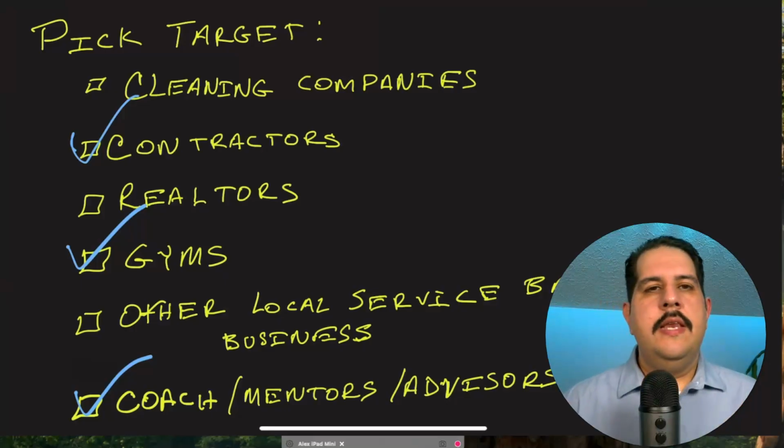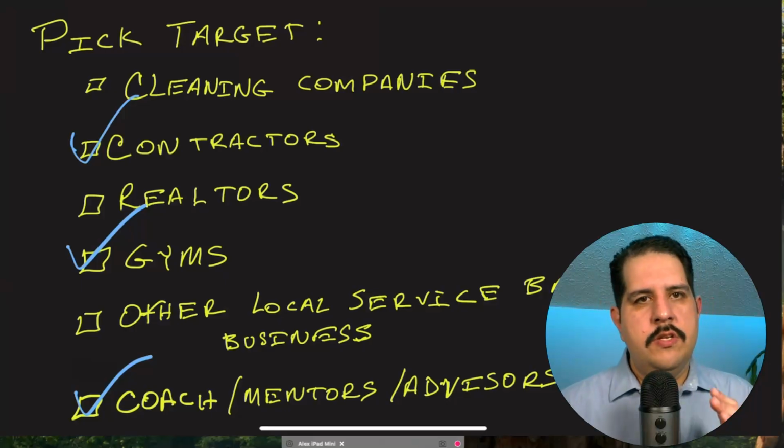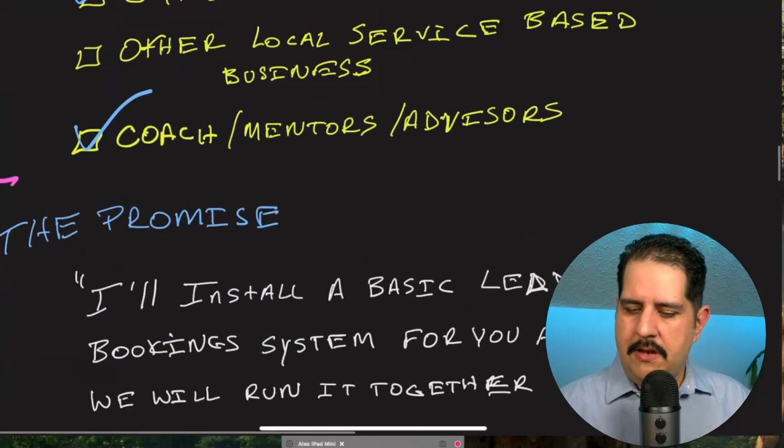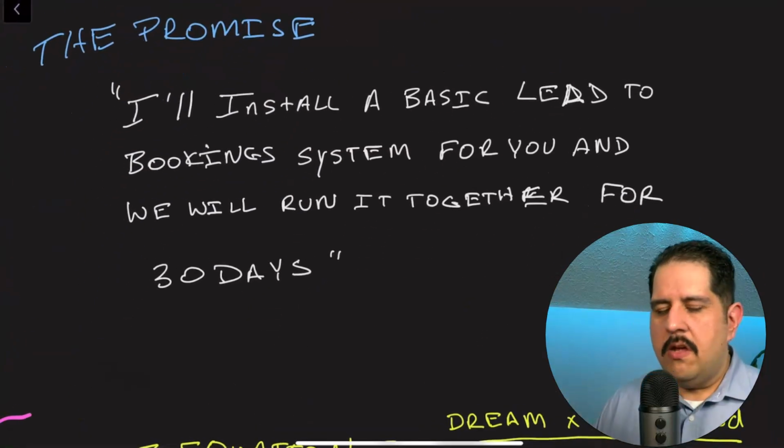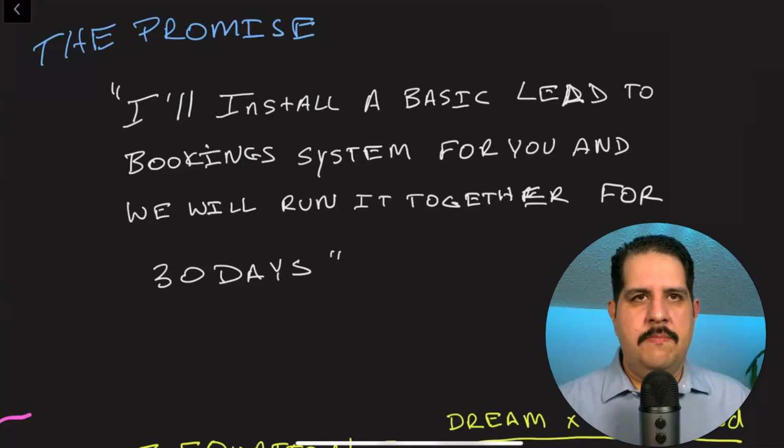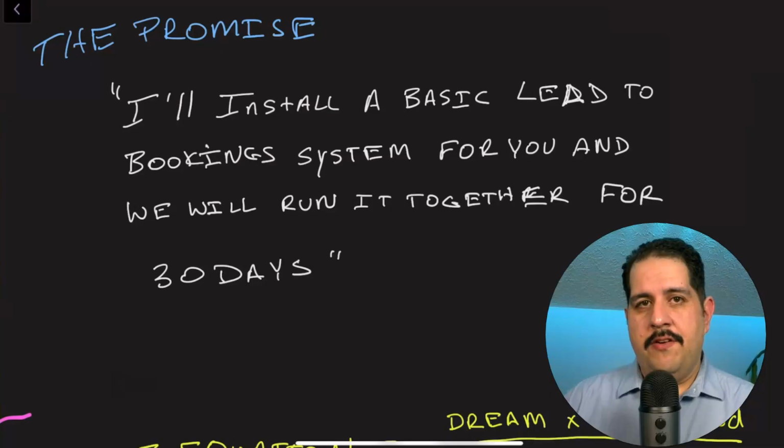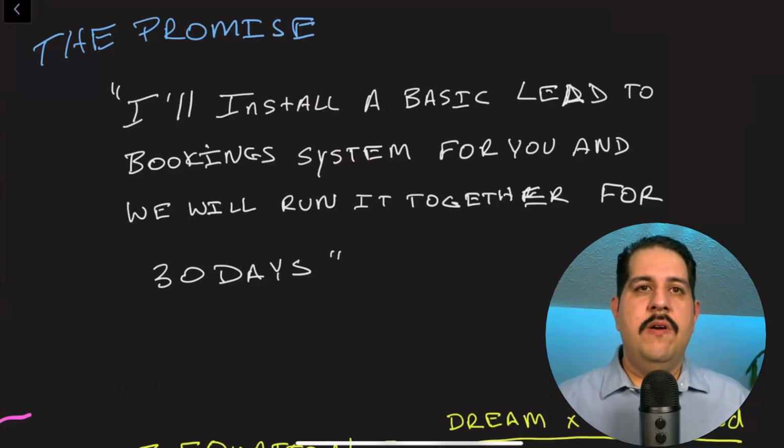Okay. Now, what you're going to do is you're going to promise this to them. This is how you're going to start. I'll install a basic lead system in HighLevel for you, and we'll run it together for 30 days. That's the way it works.